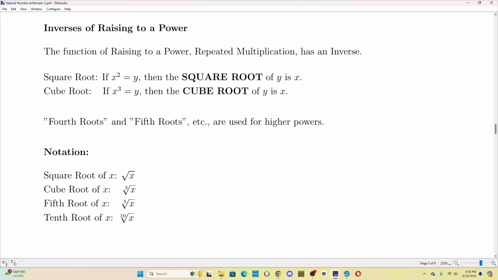Note, raising a number to a positive integer power has only one possible answer. 2 squared is 4 and nothing else. The square root of 4 is 2, but when you include negative numbers, the square root of 4 can also be negative 2.